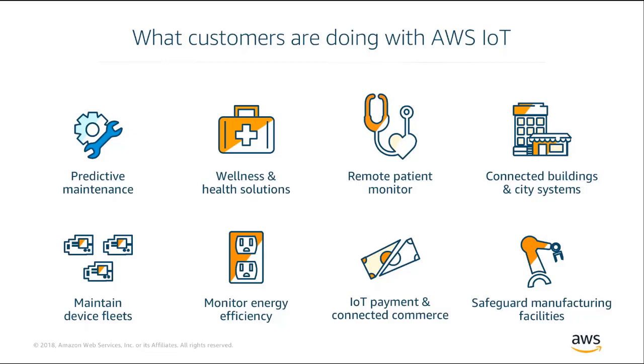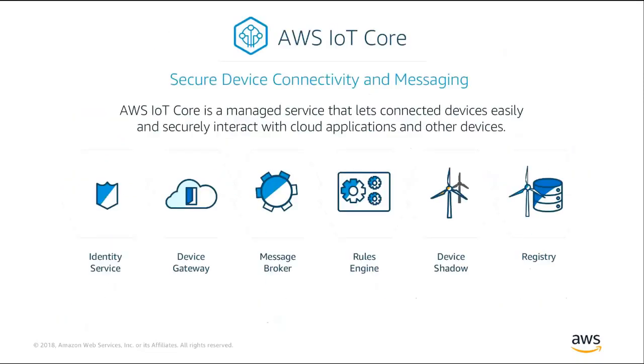But for us in AWS, it really all starts with AWS IoT Core. AWS IoT Core is a managed service that lets customers securely and easily connect their devices to the cloud and other applications. AWS IoT Core is made up of several different components: identity service, device gateway, our message broker, the rules engine, device shadow, and the registry. In each of the next sections, we'll give an overview of each of these components, and then we'll dive into the other parts of the AWS IoT ecosystem.